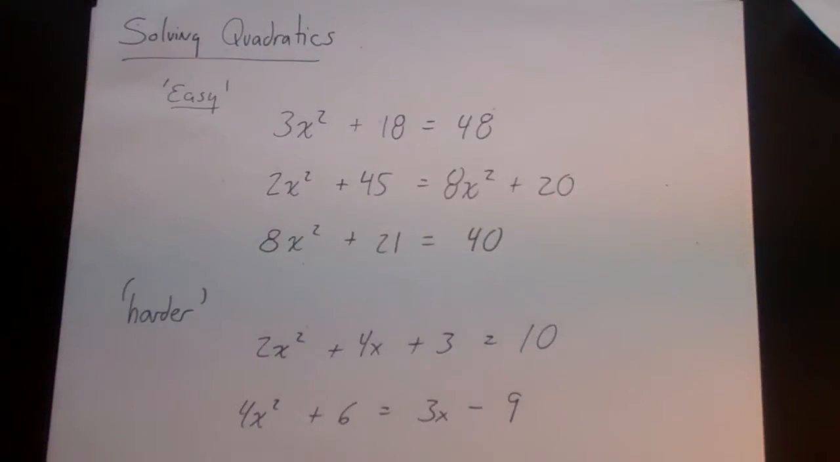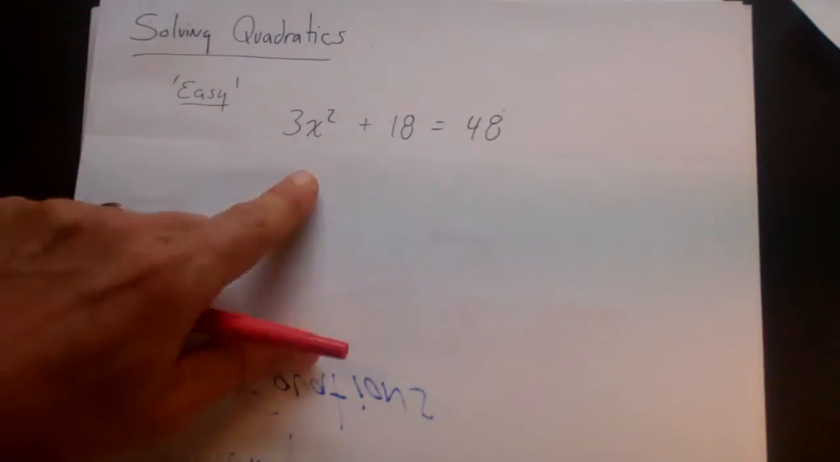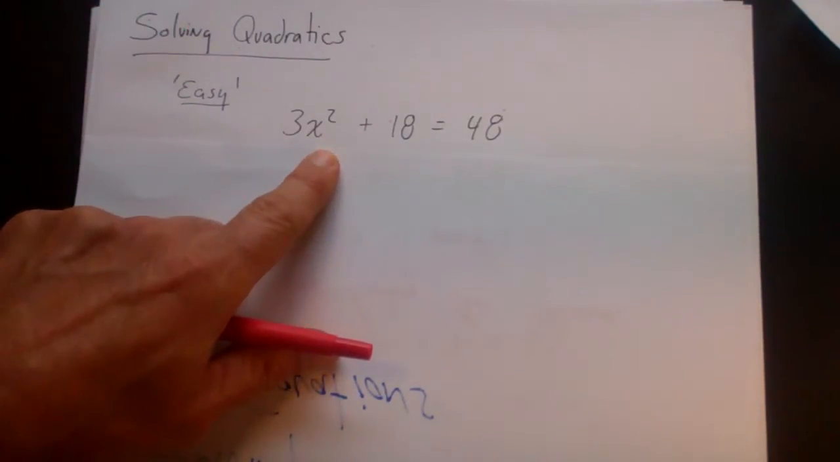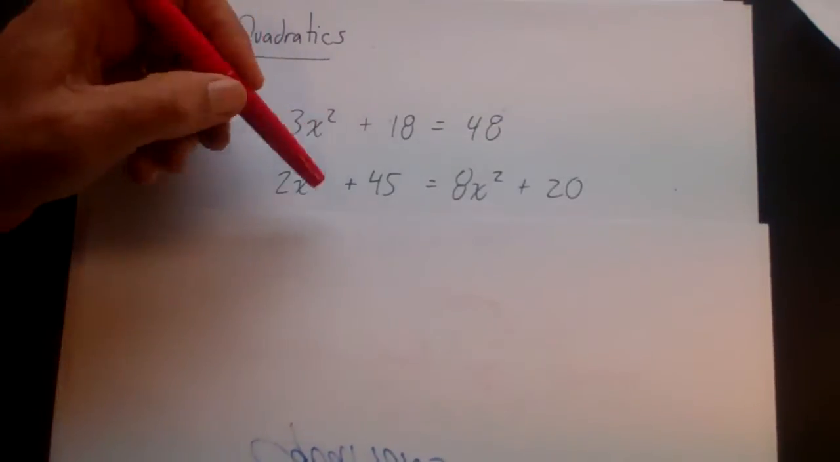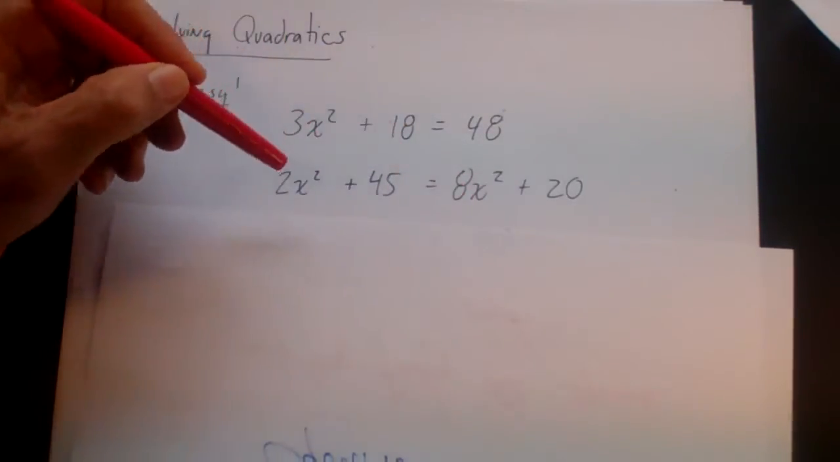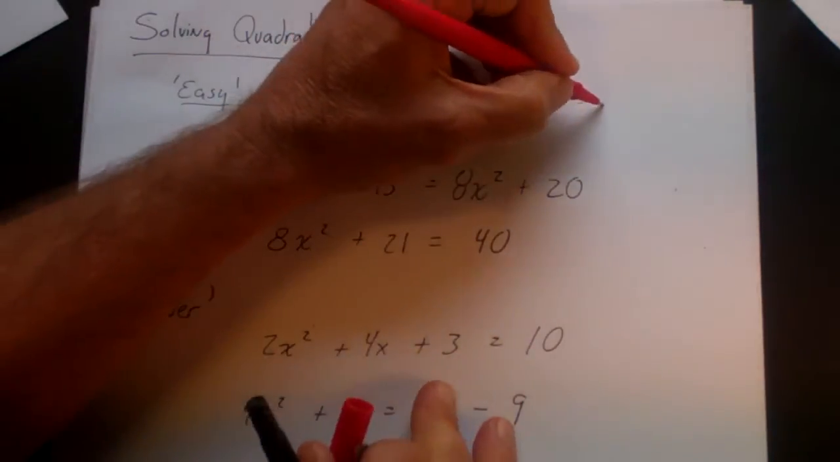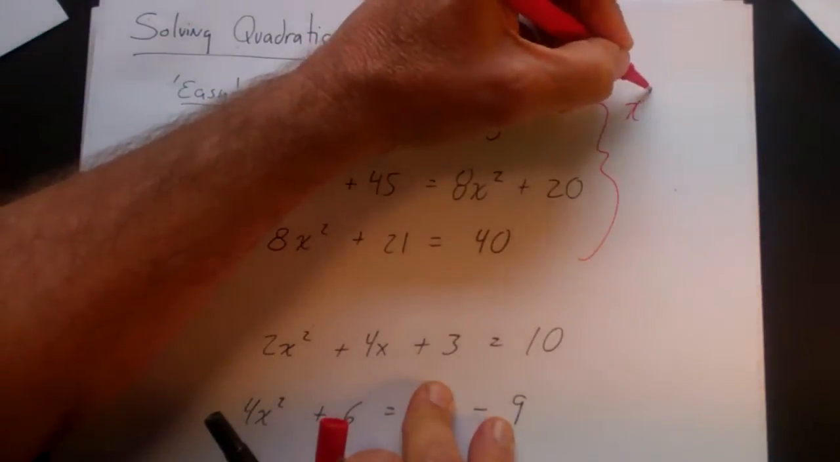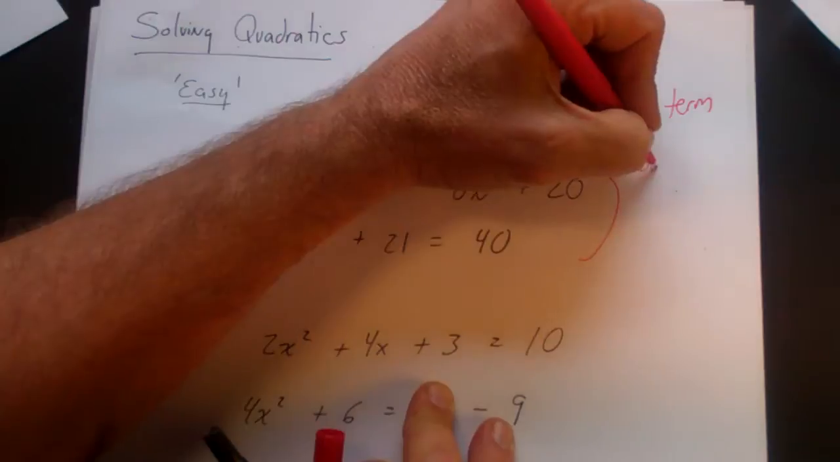Well, let's look at this first problem here. If we notice this first problem, there's an x squared, but there's no x, right? And on the second one, the same thing. Here we actually have 2 x squared terms, but there's no x term, and the third one as well. So on all of these first 3, we have an x squared term, in some cases 2 of them, but no x term.